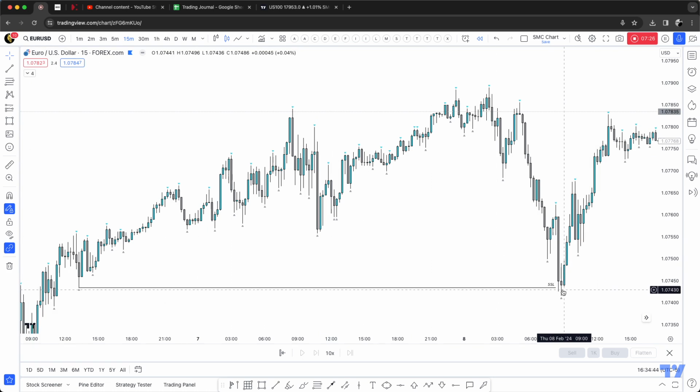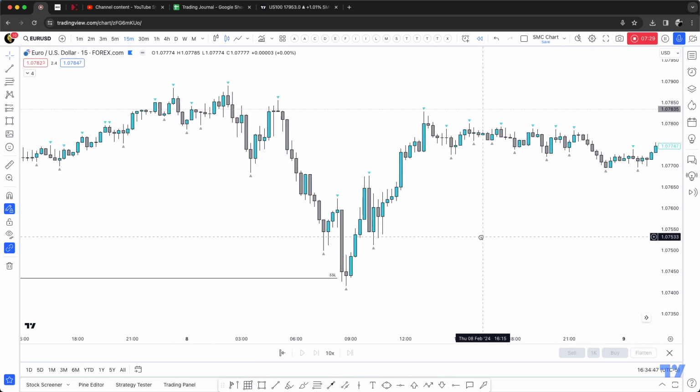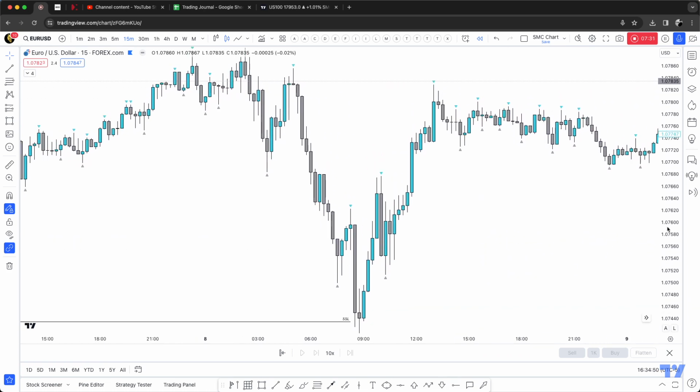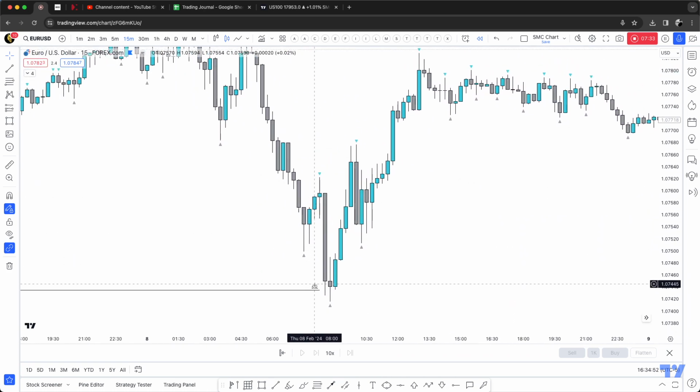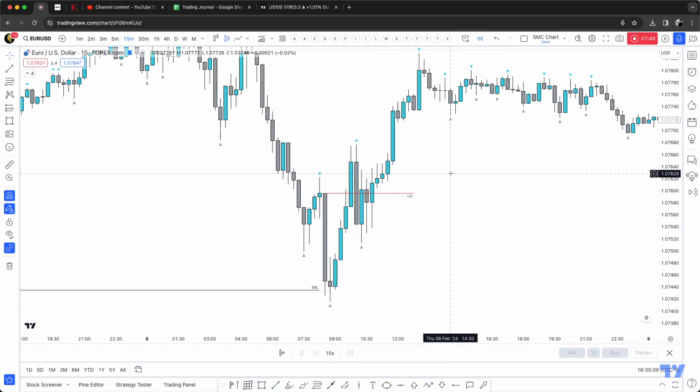So after the sweep, look at the displacement to the upside. Very aggressive move to the upside. Now, look at this. In this move, after the sweep, which is very important, after that sell side liquidity being taken, price pushes up and closes above the opening price of this candle. This is my order block, right?